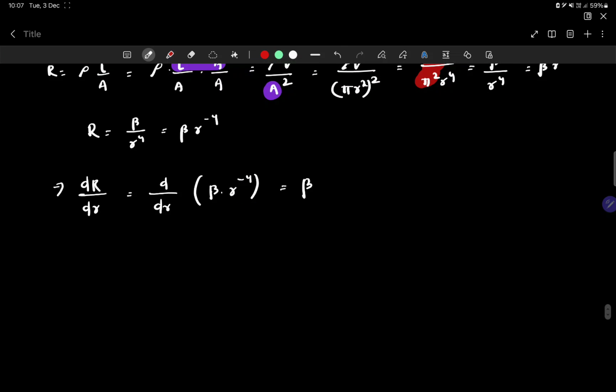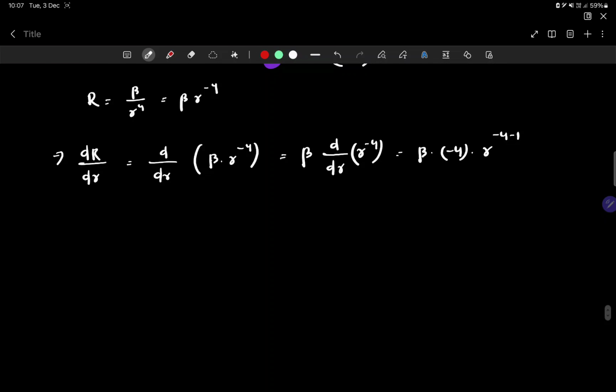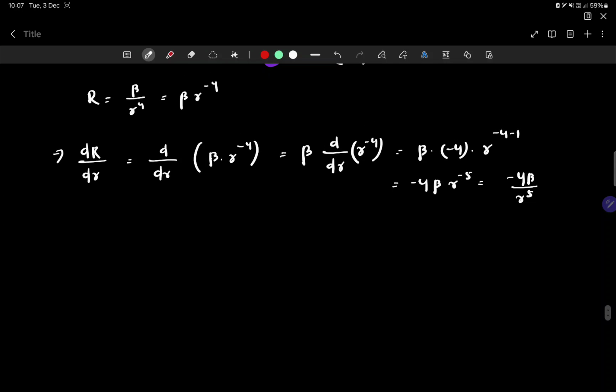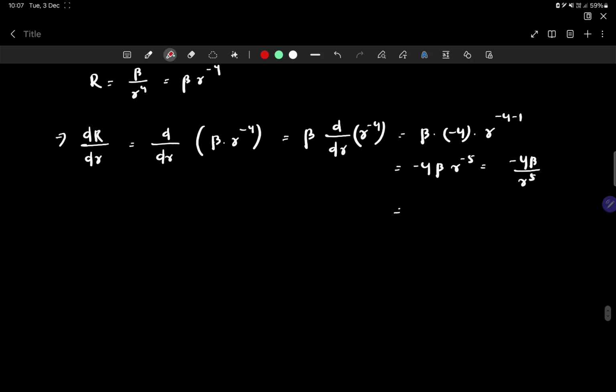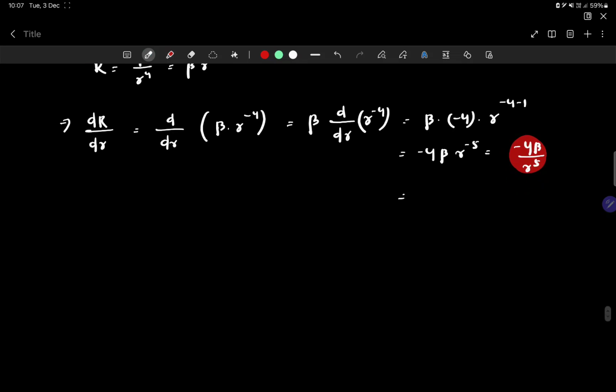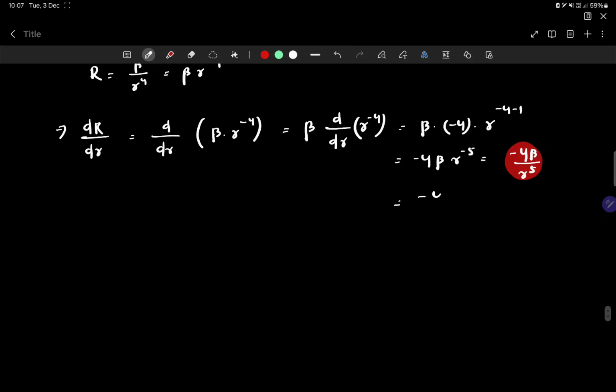Solving, we get beta is constant, take outside, then the derivative of small r to the power minus 4. So the answer is n into x to the power n minus 1, that means minus 4 into r to the power minus 4 minus 1. So the final answer is minus 4 beta r to the power minus 5, that means minus 4 beta by r to the power 5. Now see in what way I am going to arrange the whole thing. So minus 4 by r into beta by r to the fourth. Check it. Same as previous. r into r to the power 4, that is r to the power 5.